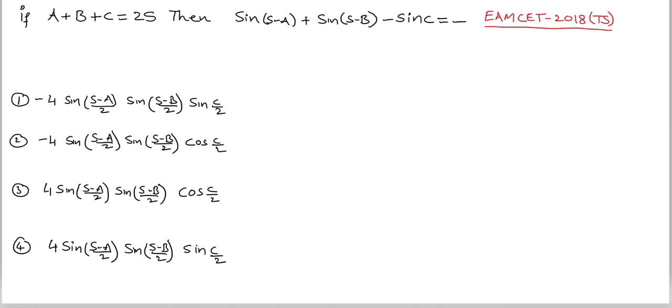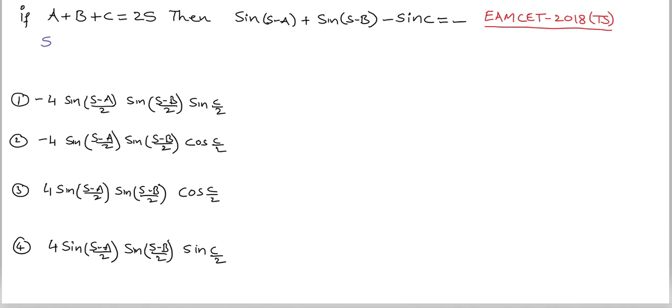If a plus b plus c is equal to 2s, then sin of (s minus a) plus sin of (s minus b) minus sin c is equal to. This is MSET 2018 TS paper. So this is by shortcut method.